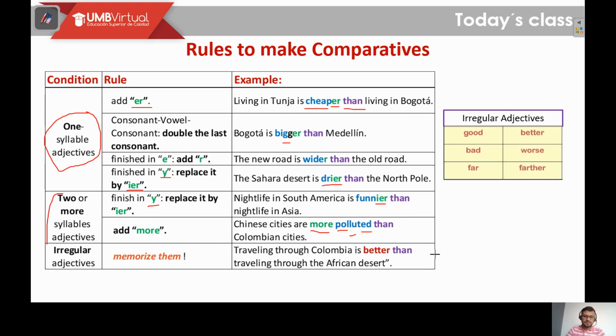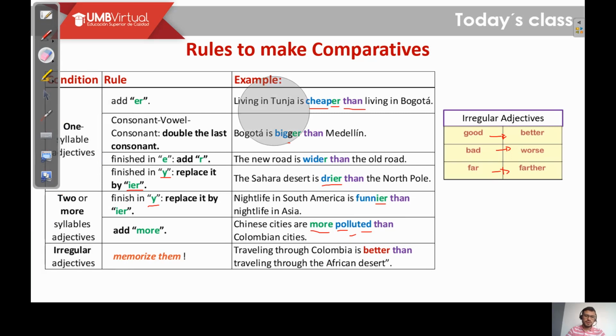Con los irregulares tenemos estos. Good changes to better, bad changes to worse, and far changes to farther or further. ¿Listo? Ya ahí sí, la regla es memorizarlos.